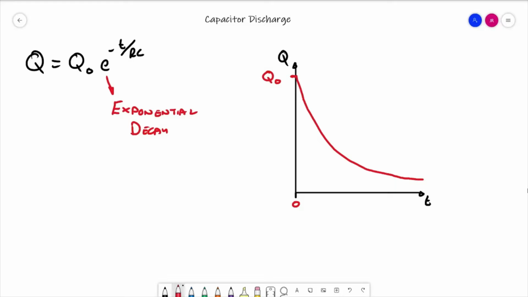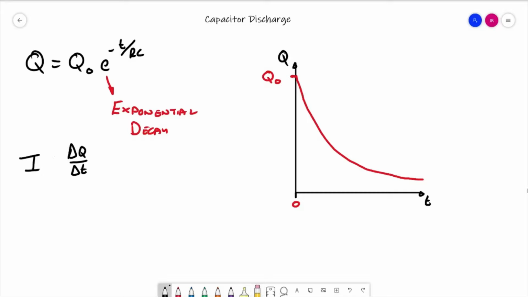Now, of course, this equation can be changed. It doesn't just apply to charge. If you remember that I is proportional to delta Q over delta t.